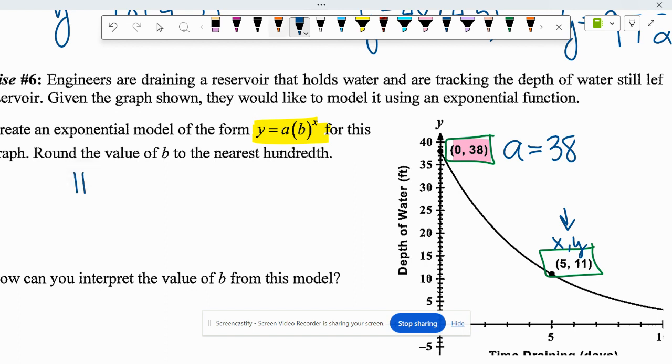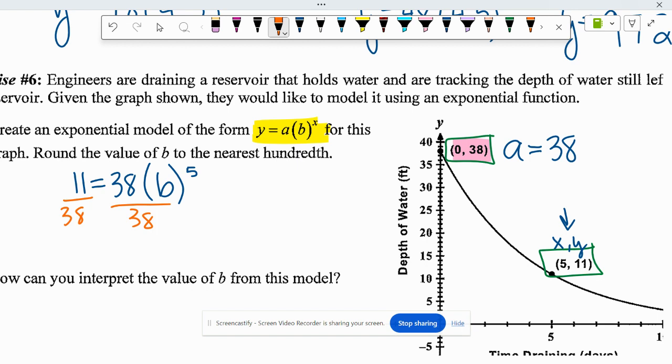11 equals, what is a from the 38, times b to the power of, what is x? 5. Okay. So we have to figure out what b to the 5th power is, like we have to undo that. But before we can do that, we have to get b to the 5th power isolated. So what can I divide both sides by so b is all by itself? Yeah, I'm going to divide both sides by 38.